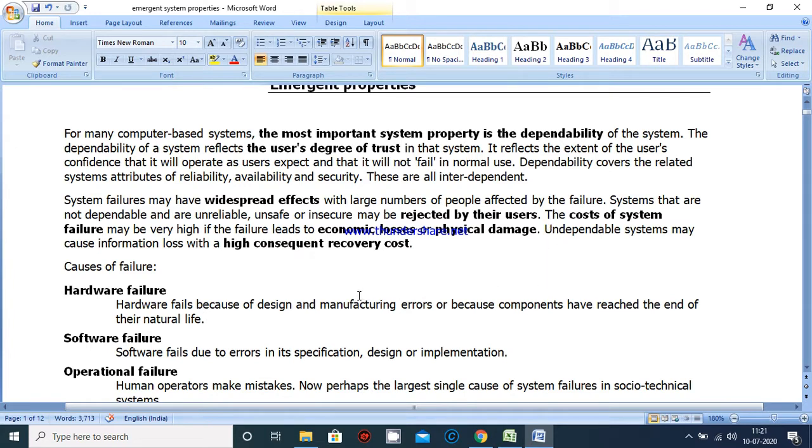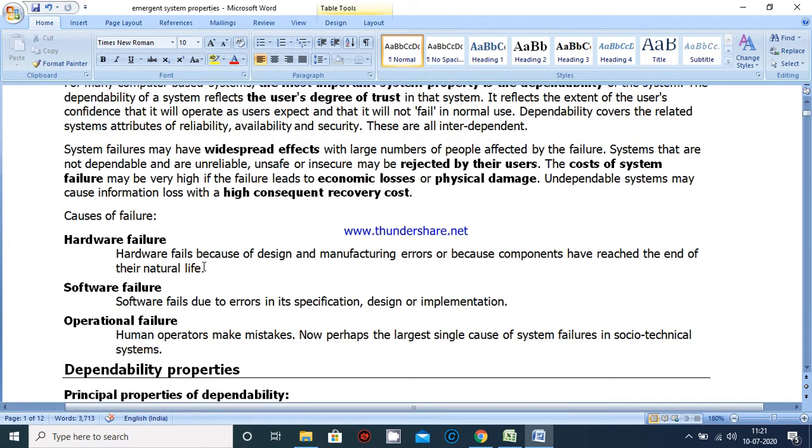So what we are talking about again is failure. What are the reasons, what are the causes of failure? Here are hardware failure, software failure, operational failure. Hardware fails because of design and manufacturing errors or because components have reached the end of their natural life.